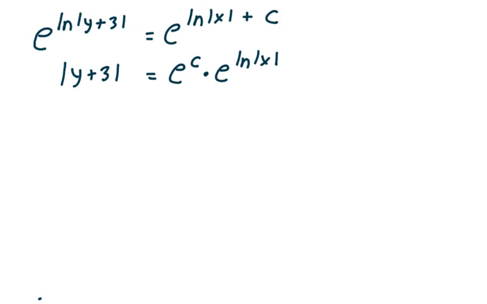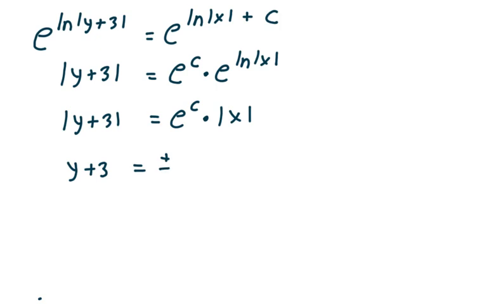Okay. Now, what does this all mean? Well, let's go a little bit further. We get the absolute value of y plus 3 is the same as e to the c times the absolute value of x. Now, what does that mean? That means y plus 3 is equal to plus or minus e to the c times the absolute value of x.